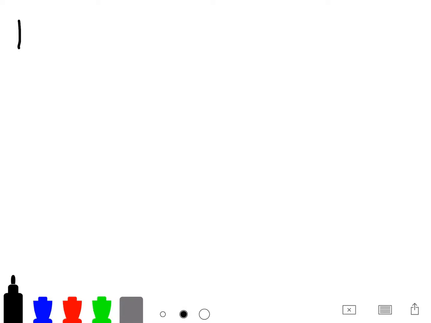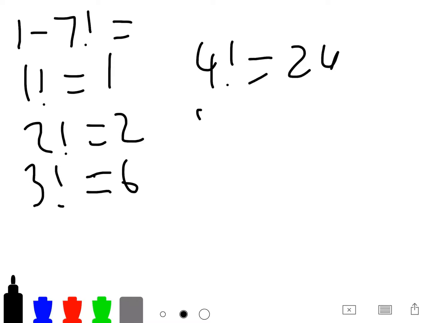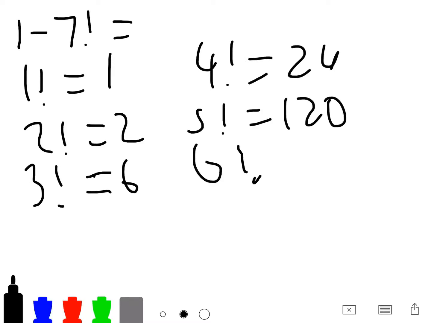You'll probably come across 1 through 7 factorial a lot, so it's a good idea to memorize it. 1 factorial is just 1. 2 factorial is just 2. 3 factorial is 6. 4 factorial is 24. 5 factorial is 120. 6 factorial is 720. And 7 factorial is 5040.